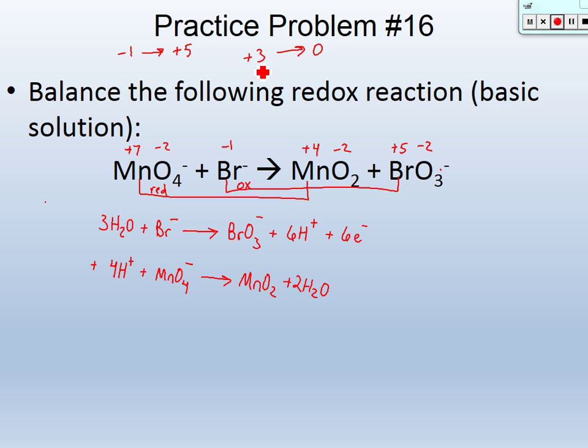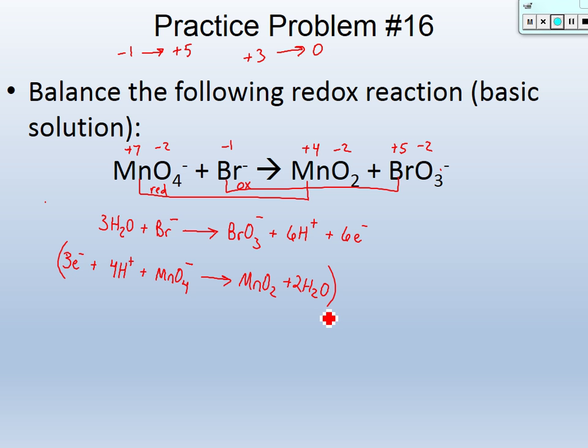Always add it to the side that's more positive, so we're going to add 3 electrons to the left side. Okay. All right, step 5 is done. Let's go to step 6. Make the number of electrons equal for each half reaction. Well, this one has 3, and this half reaction had 6. How am I going to make them equal?